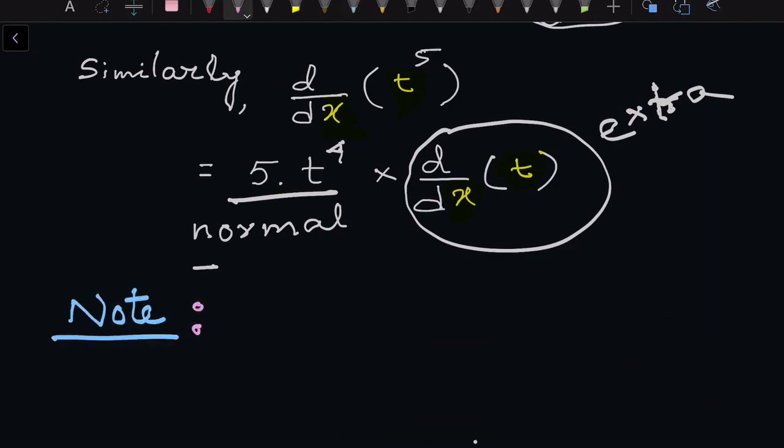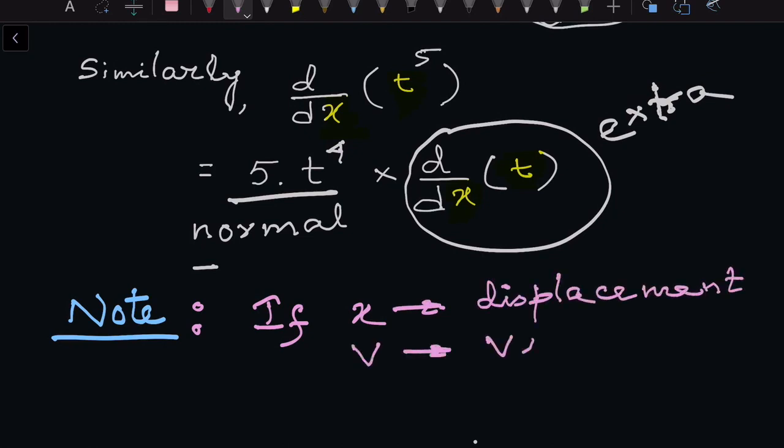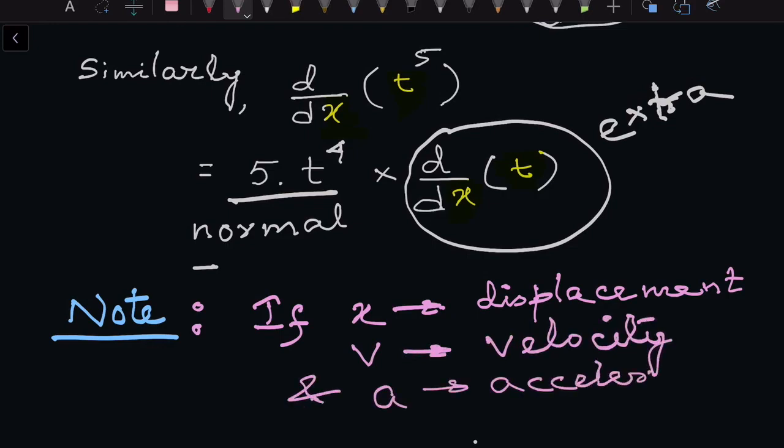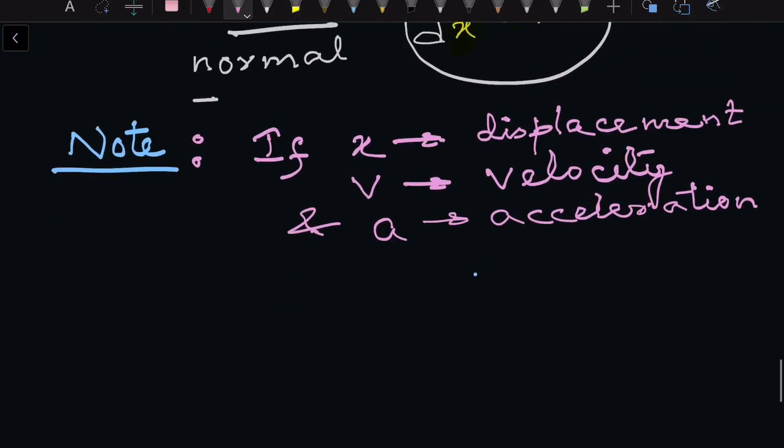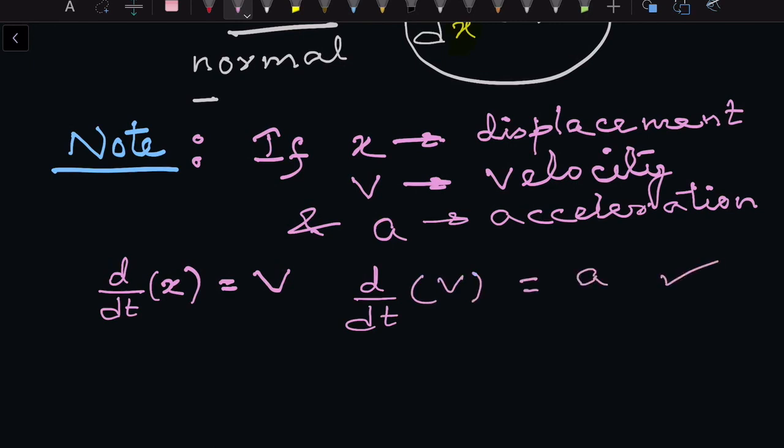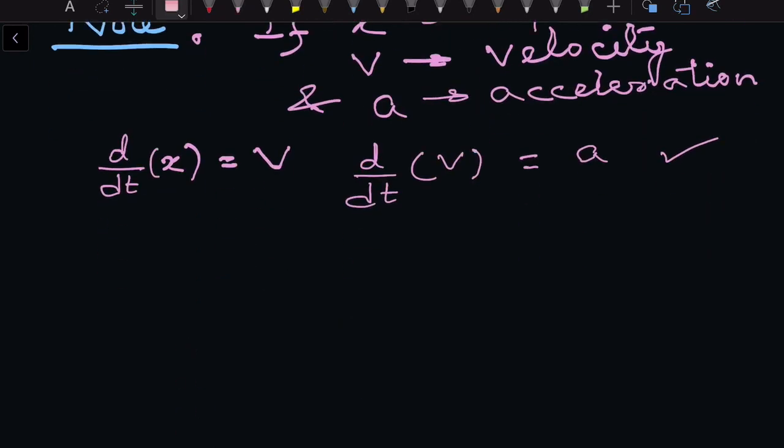So let's move on. You have to take note of another thing that I didn't explain earlier. That is, if x is displacement, v is velocity, and a is acceleration, then we know these formulas. What? If we differentiate x, we get v. If we differentiate v, we get further of velocity, acceleration.